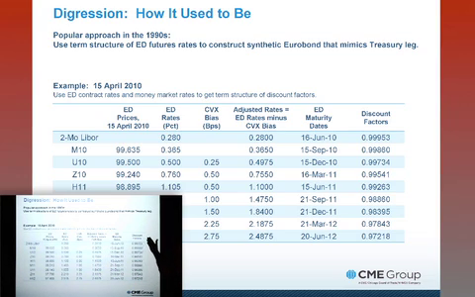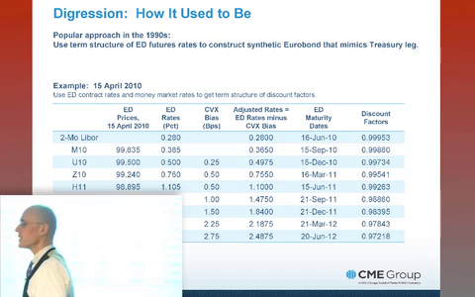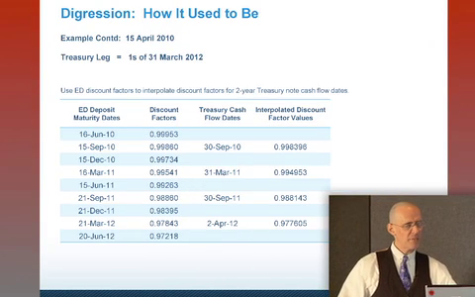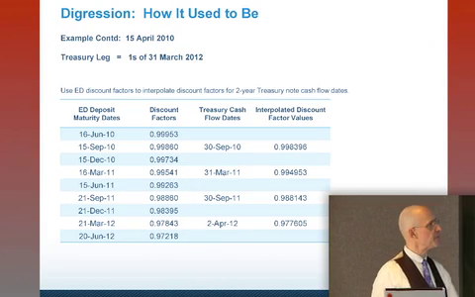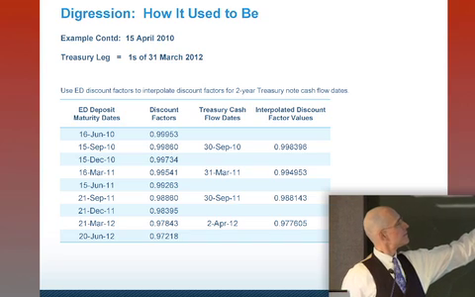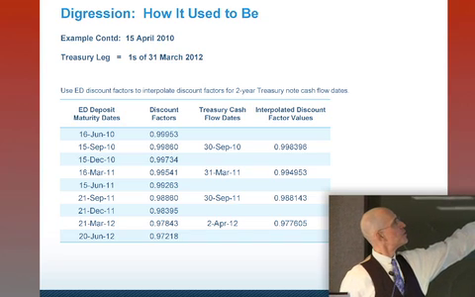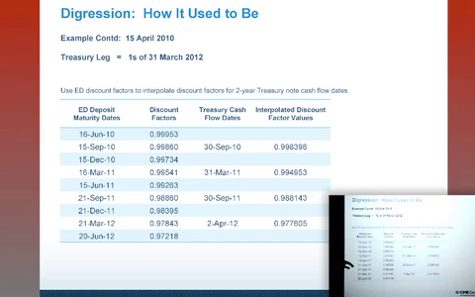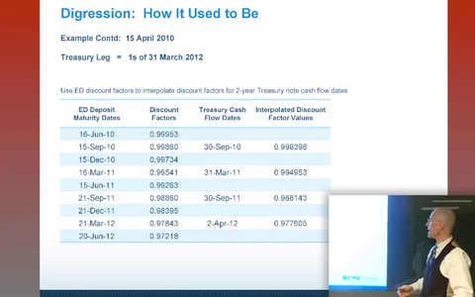So the outcome of an exercise like this would be a bunch of discount factors, and what folks would do then was pick out some Treasury note of interest. Let's pretend it's the on-the-run 2-year note as of 15th of April, and they would interpolate from this family of discount factors that they've constructed, the discount factors that would apply on the Treasury note's cash flow payment dates.